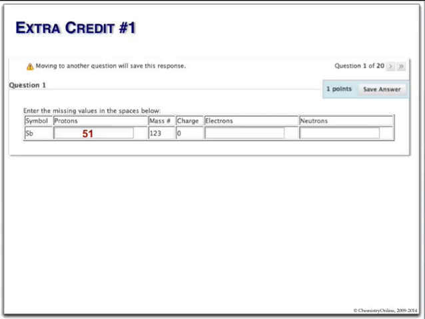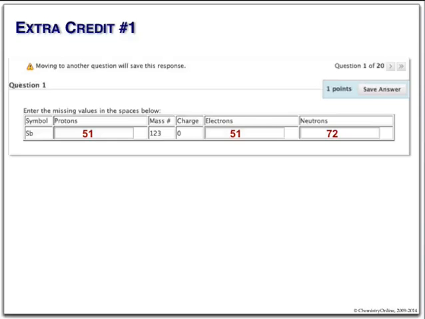Number of electrons, since the charge is 0, must equal protons. And finally, if we know mass number and we know protons, we simply subtract these to get the number of neutrons. Now, Blackboard will not tell you that is correct, like the tutorial does. You won't know that until you finish. These types of questions that are based on tutorial have feedback. So if you get it wrong, it will explain to you what happened.